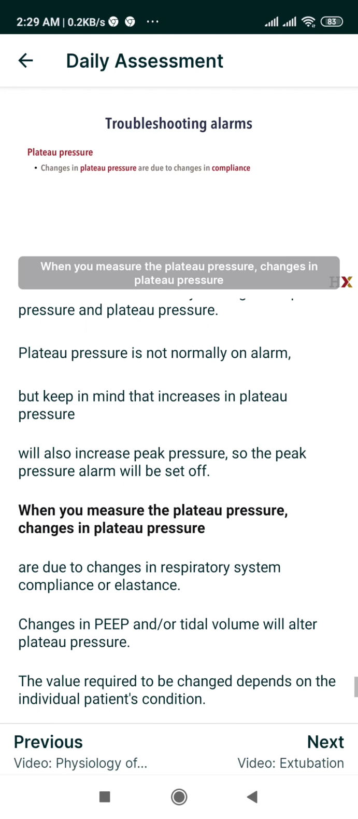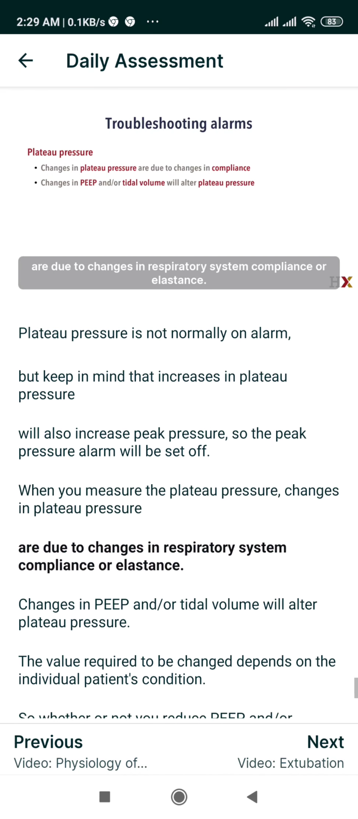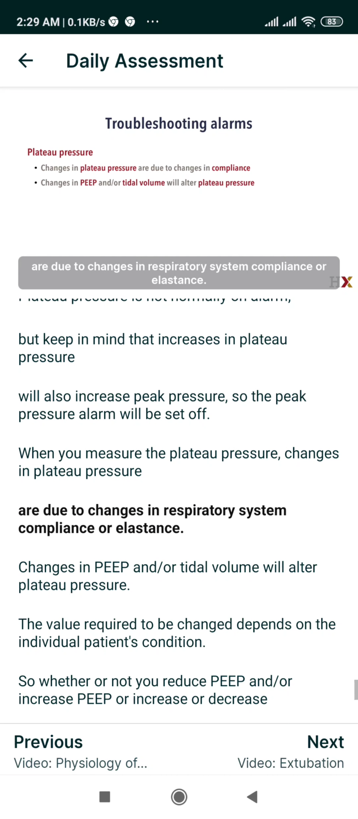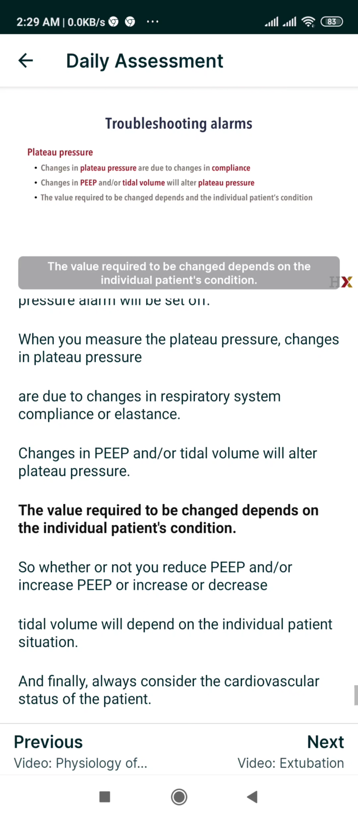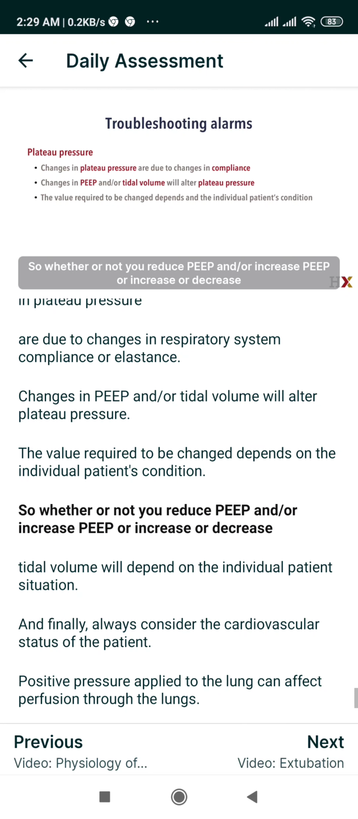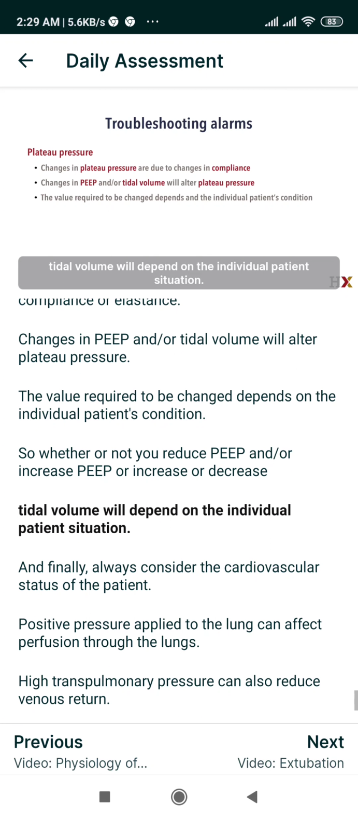When you measure the plateau pressure, changes in plateau pressure are due to changes in respiratory system compliance, or elastance. Changes in PEEP and/or tidal volume will alter plateau pressure. The value required to be changed depends on the individual patient's condition, so whether or not you reduce PEEP, increase PEEP, or increase or decrease tidal volume will depend on the individual patient situation.